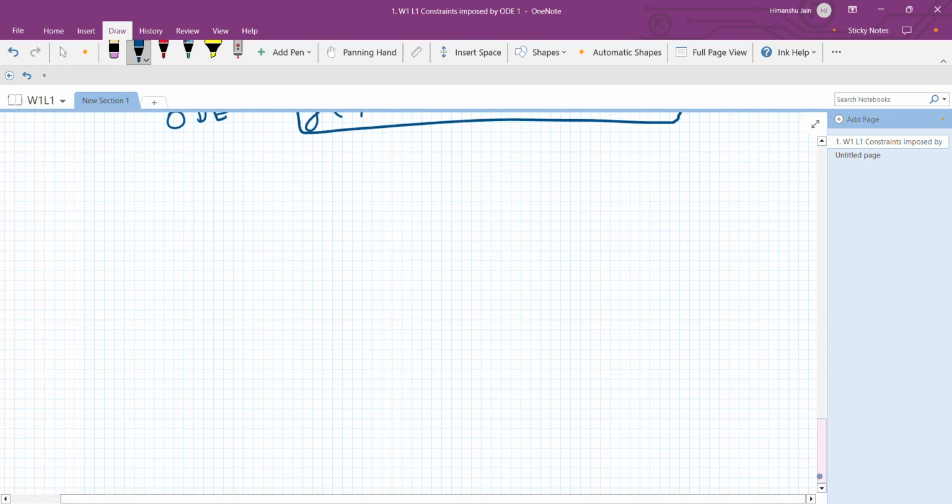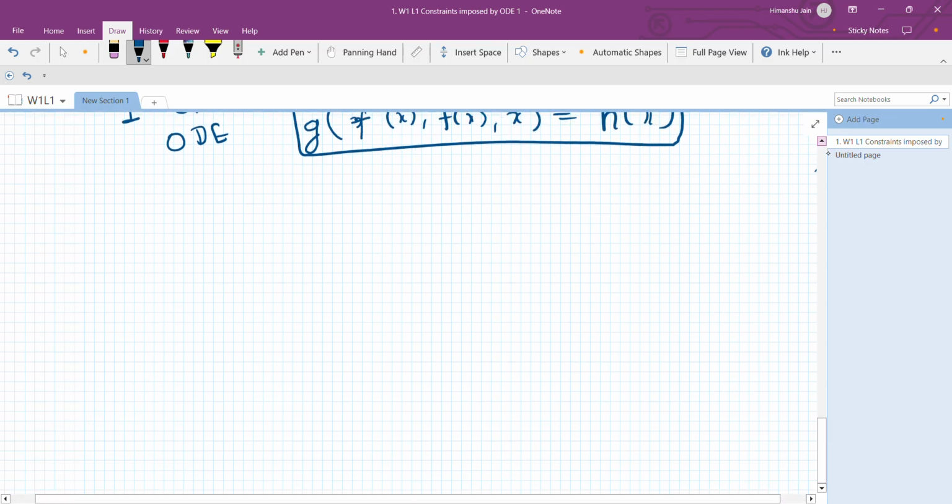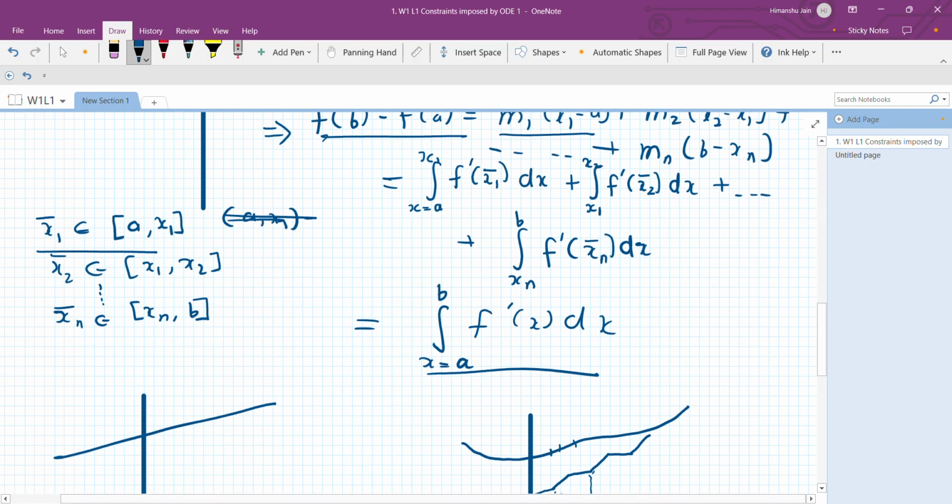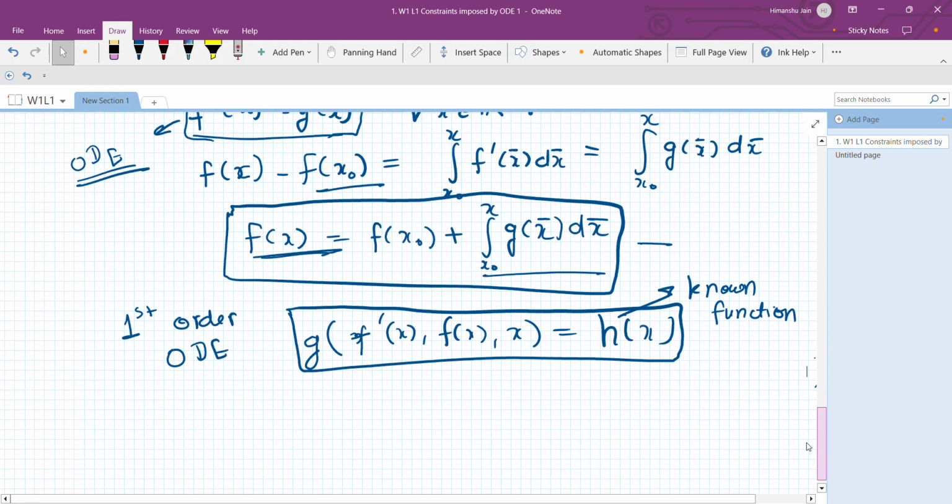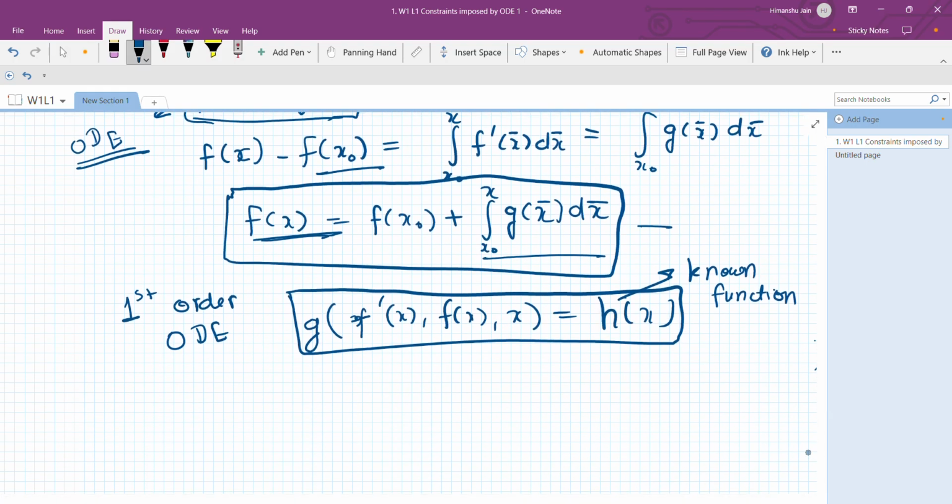So in general, this function g can be very complicated function. So we can take an example.